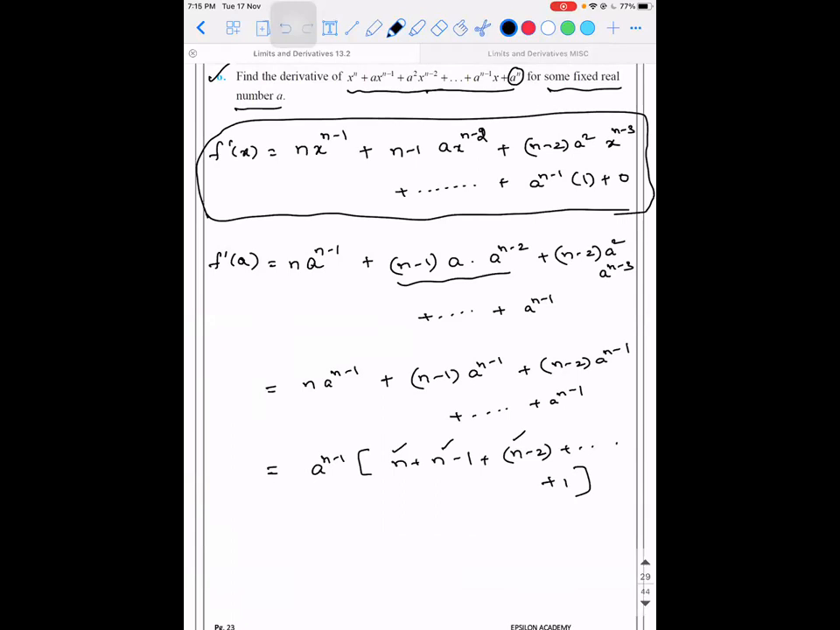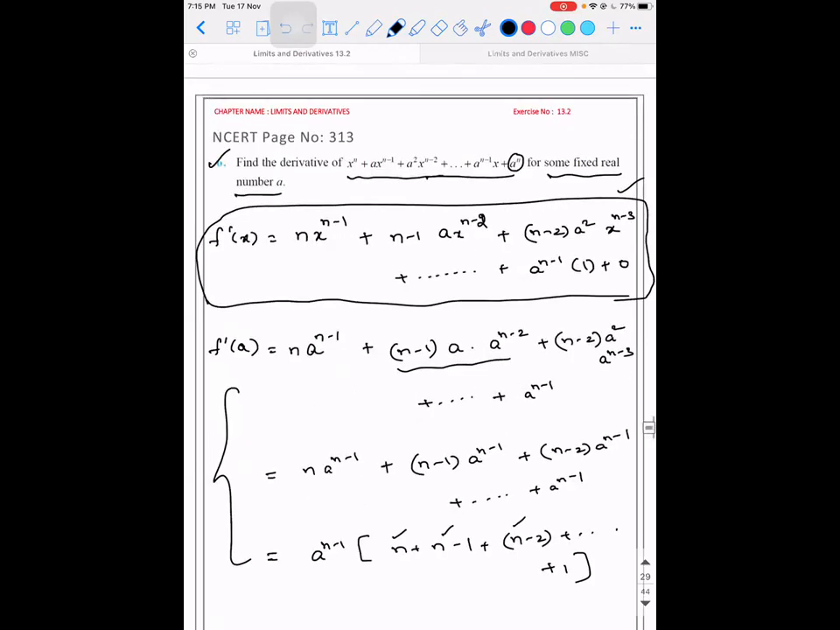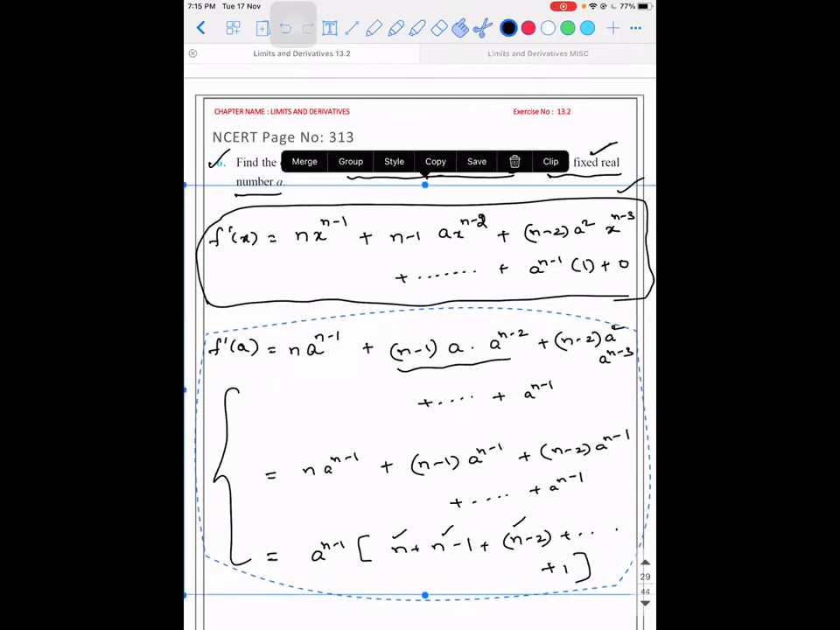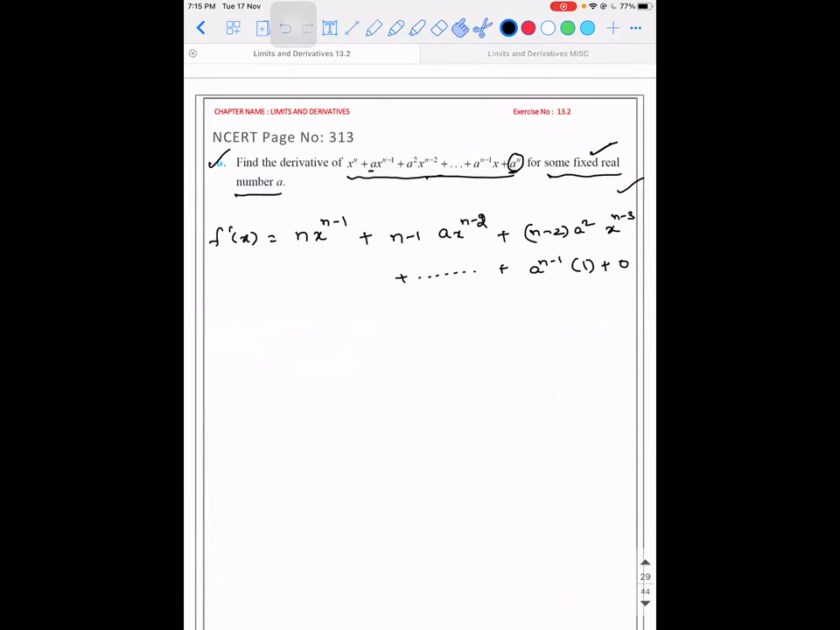Okay. But I don't think all these arithmetic progression, mathematical calculations are needed. See, actually what they told is, for some fixed real number a means here a is a fixed number, means indirectly they're saying it's a constant. For this given function, you need to find the derivative. They didn't say at x is equal to a, so all these steps are not needed. So this is the final answer.